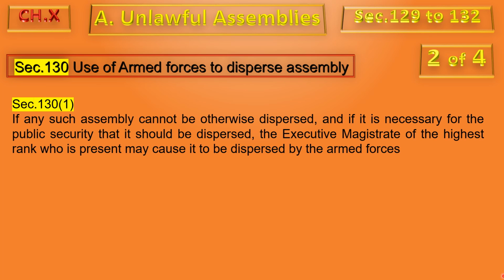Now here we can see the difference between the two sections as well. Section 129 says there will be no use of armed forces, whereas section 130 says there will be use of armed forces if the unlawful assembly is not able to be dispersed, but this will be done by the executive magistrate of the highest rank. Now let's check subsection 2 of section 130.